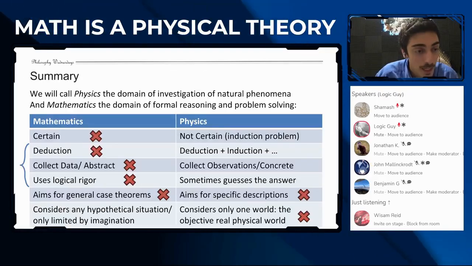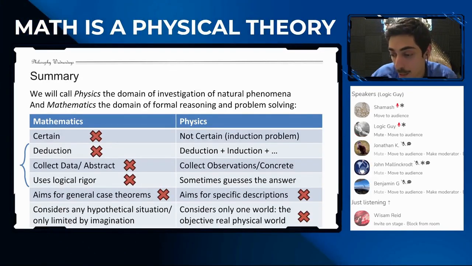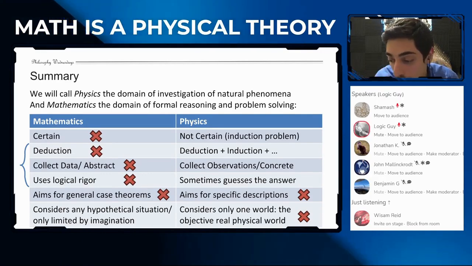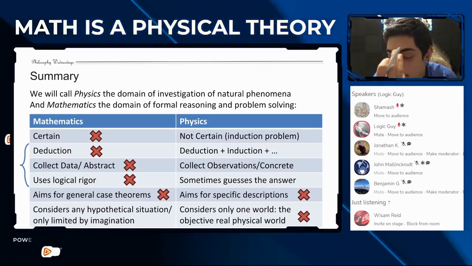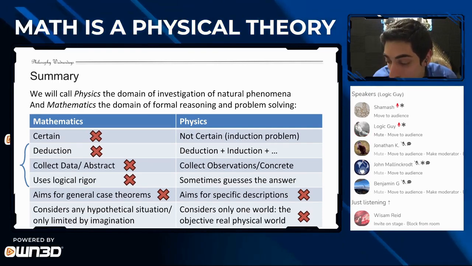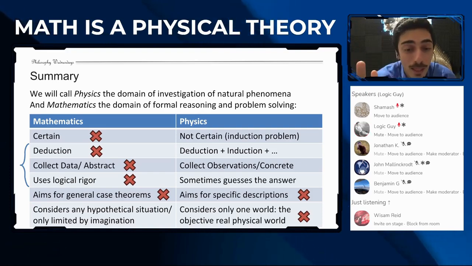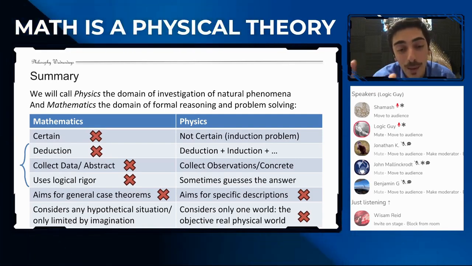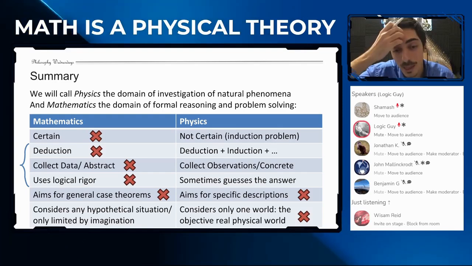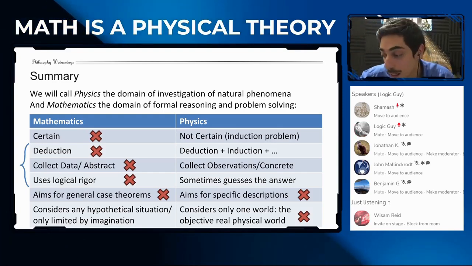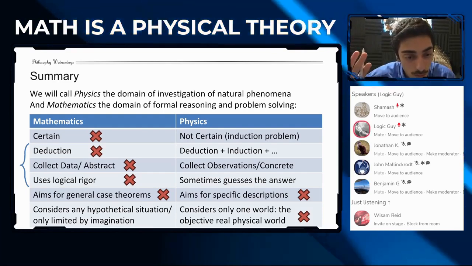This is the final table that we have here. Again, when we think of math, we assume certainty, we assume deduction, we assume abstraction, we assume logical rigor, we assume it aims for general case theorems, right? So we want general, not specific, and we assume no hypothetical. We assume only hypothetical situations. You can imagine whatever world you want, whereas in physics it's the other way around. These points do not hold.